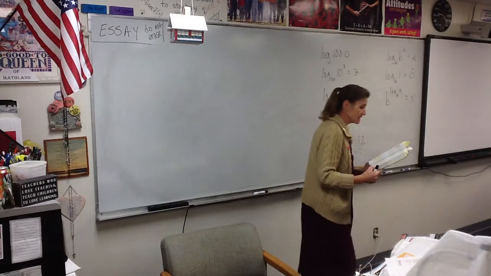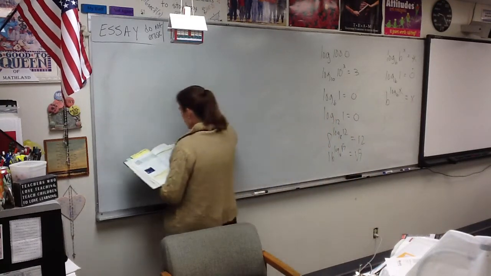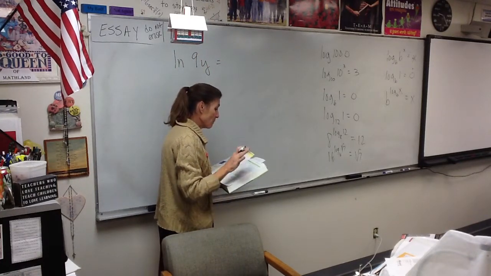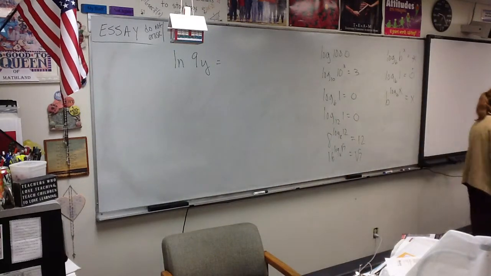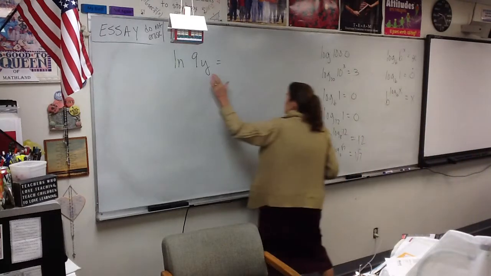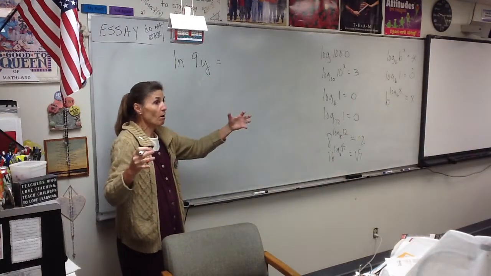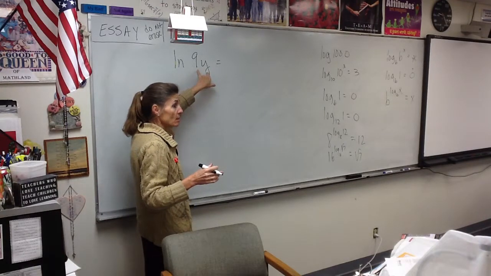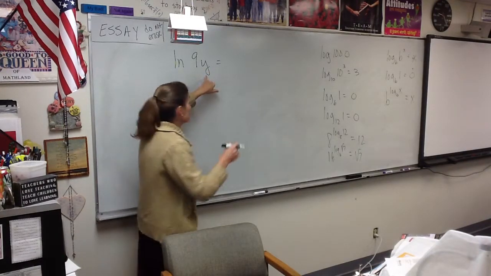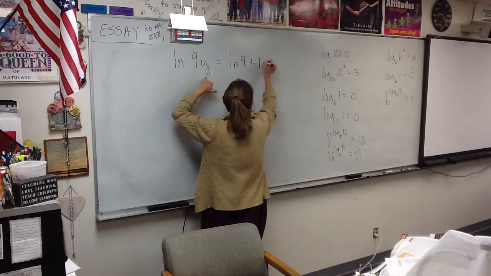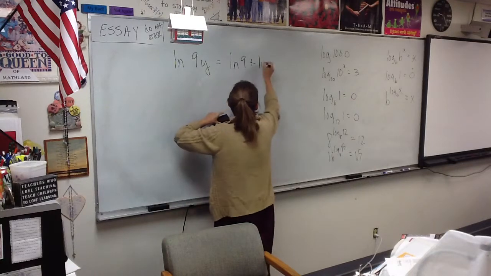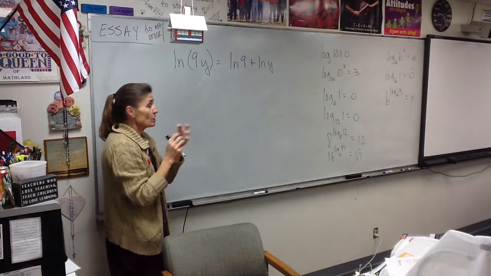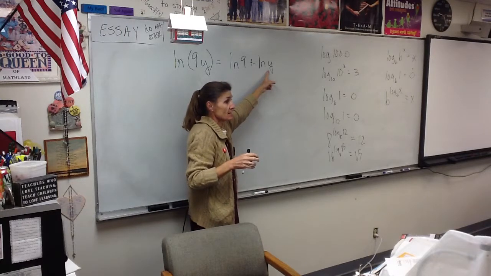Take a look on page 317 at problem number 2. It says, rewrite this as a sum or difference or multiple of logarithms. Does anybody remember how you could separate this problem? You can actually pull it apart. Anybody remember how that works? This is a product. When you take the logarithm of a product, it's the sum of the logarithms. Do you remember that from last year? Yeah. That whenever you have the logarithm of a product, two things times each other, you can pull that apart and make it the sum.